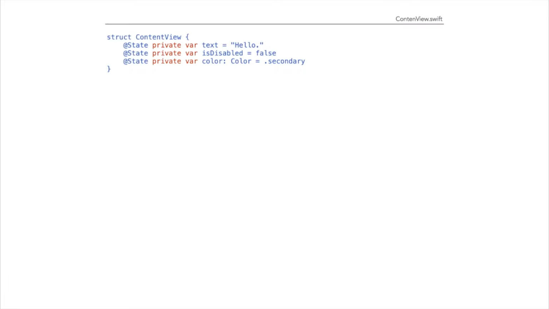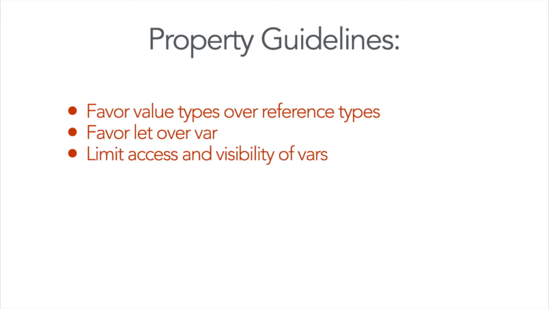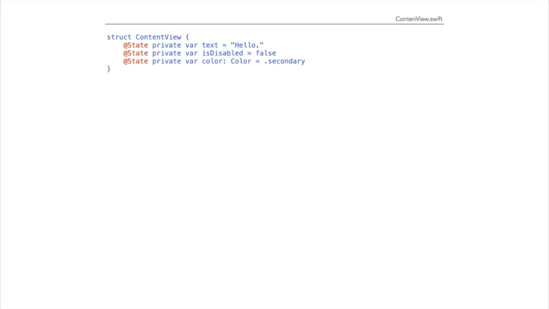So let's look at our guidelines so far. Generally, we are doing structs, not classes. We're favoring value types over reference types. For the most part, we're favoring let over var. And in those cases where we do use var, we're limiting access by making them private. And now we have this state property wrapper that we're using to decorate our three vars.